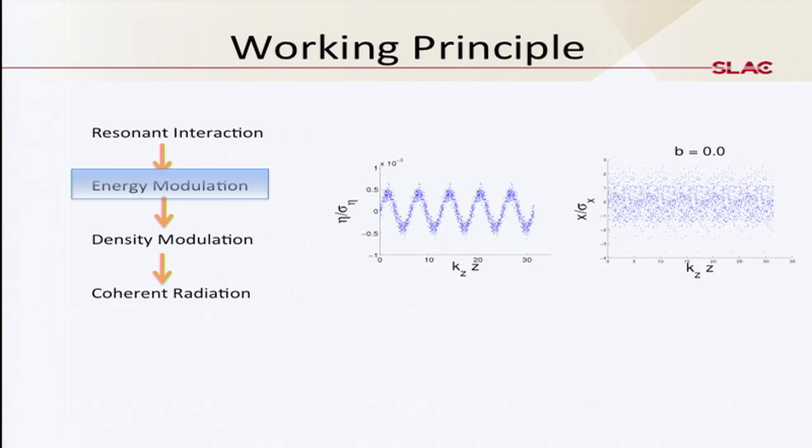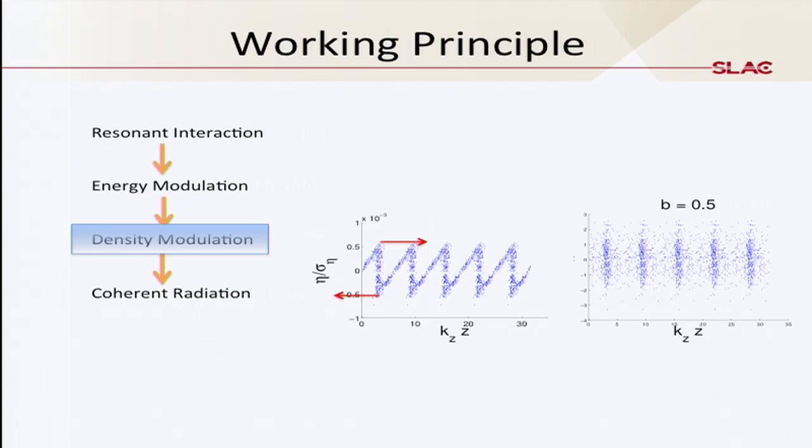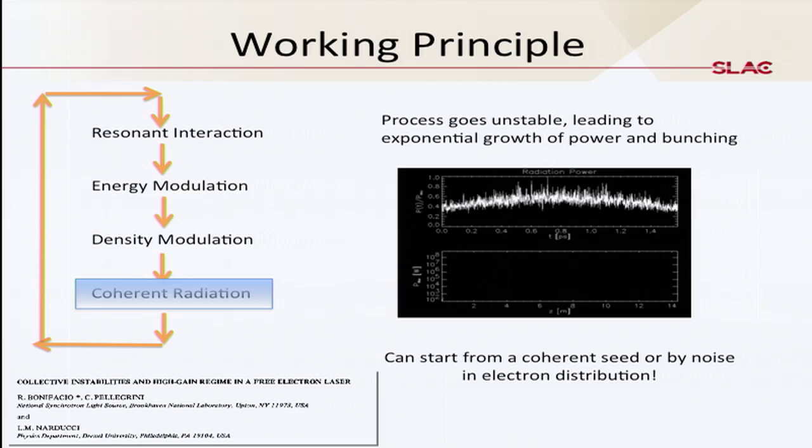Now, dispersion in your undulator turns the energy modulation into a density modulation, right? So you go from this situation here where you just have energy modulation and just a smooth density to this situation here where you have microbunching. The microbunching causes the emission of coherent radiation, and now your coherent radiation feeds back into your resonant interaction, and this process goes unstable. As you can see, a nice 3D simulation of the process here.